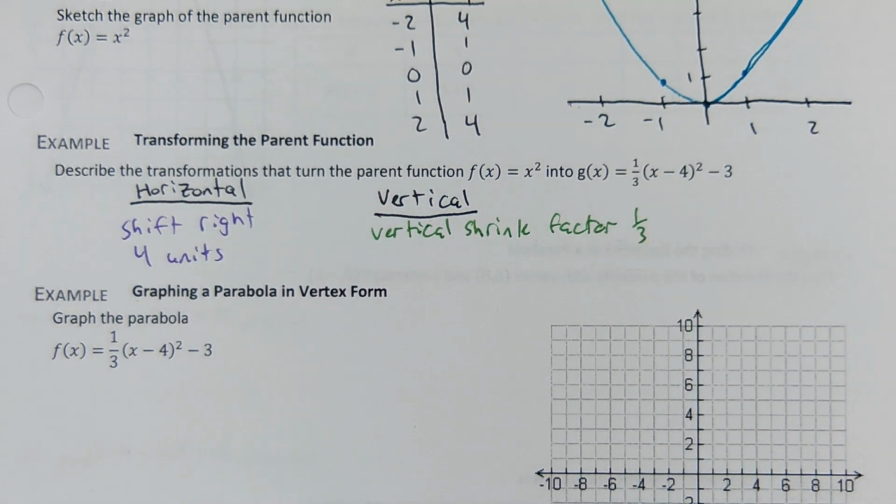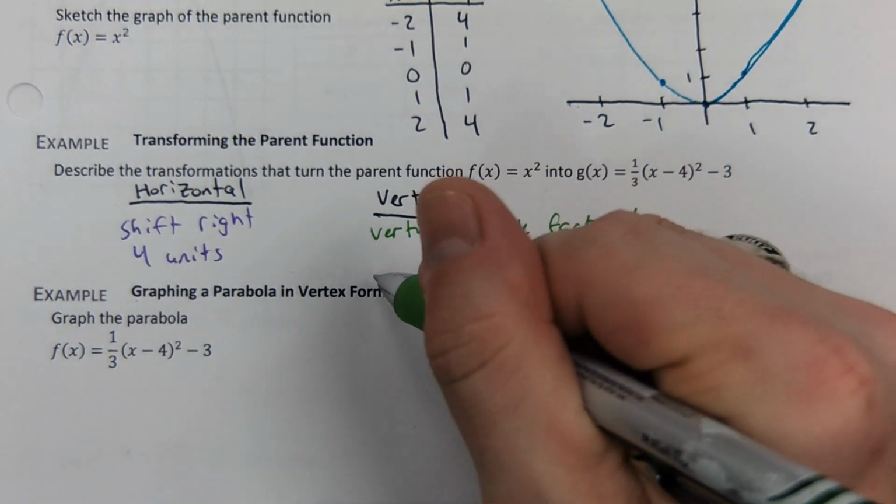And then that -3 at the end. Vertical outside, same. Looks like you're taking 3 away from your y's. You are. Shift down 3 units.